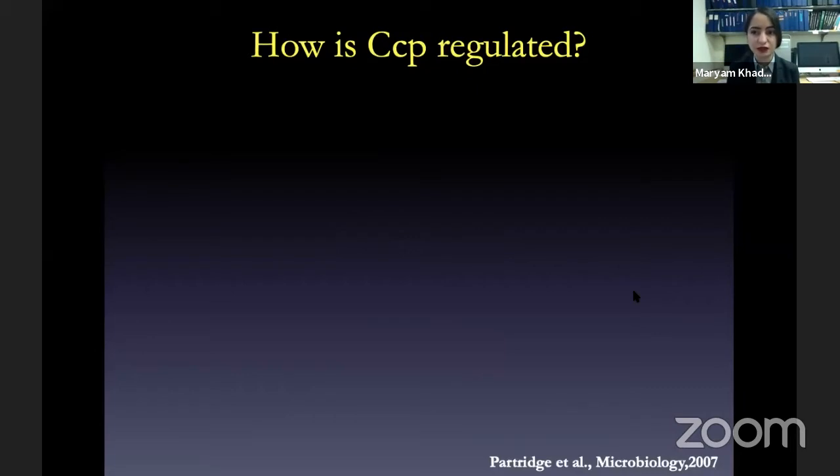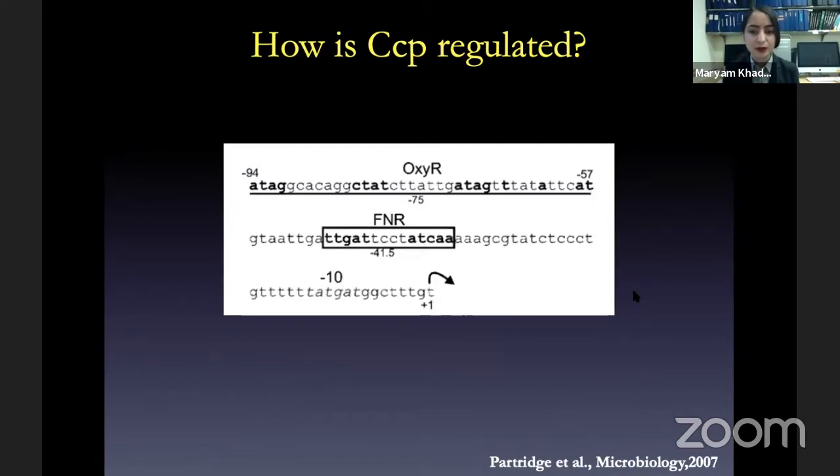At the time I started this work, there was only one other paper published on CCP in E. coli. And in that paper, it was shown that the promoter of this enzyme has binding sites for 2 transcription factors called OxyR and FNR.